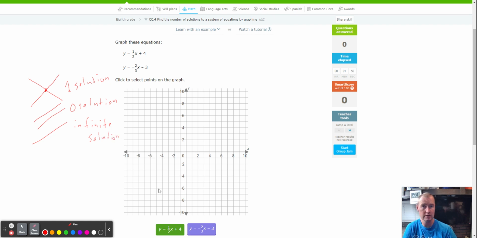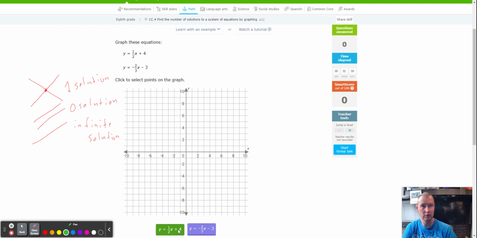So now what we're going to do is take our two equations, the equation in the green and the equation in the purple, and determine: do they cross once? Do they not cross at all? Or are they the same line when you graph them? All right, let's give this one a try. We're going to start with the green equation here.